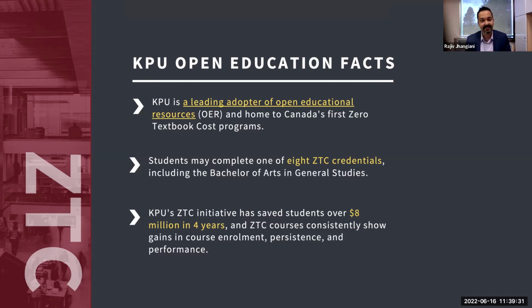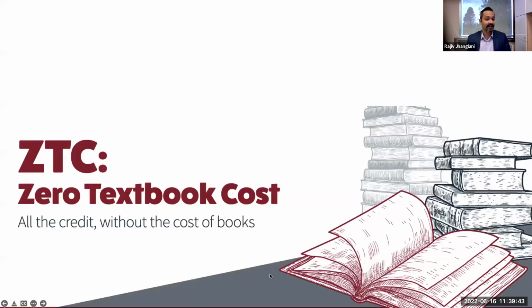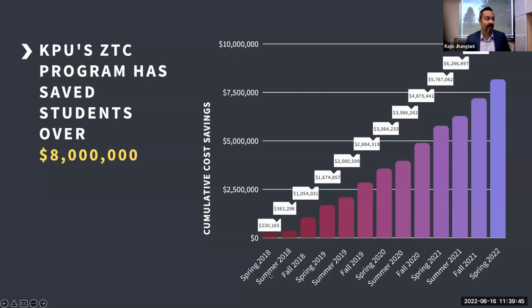So semester upon semester, for example, we see our students do better in terms of course persistence, course performance, and even course enrollment is elevated significantly as a result of our ZTC program. And I mentioned the ZTC program and of course its growth, but here's a quick illustration as well in terms of where we're at.